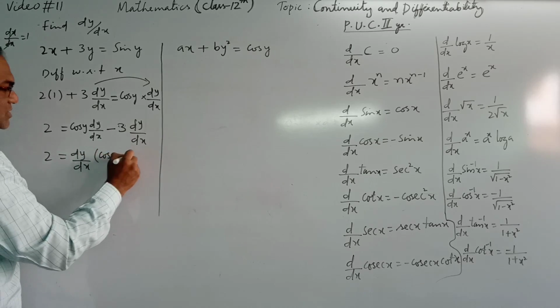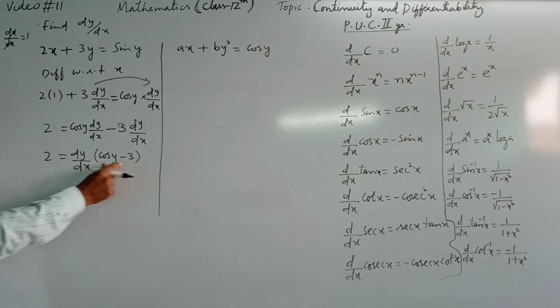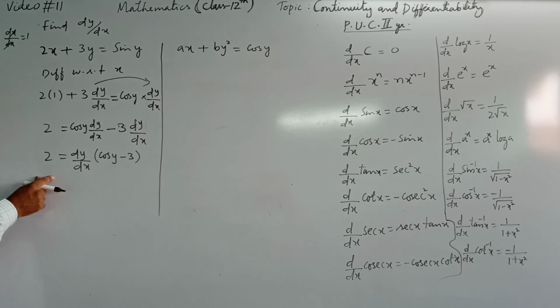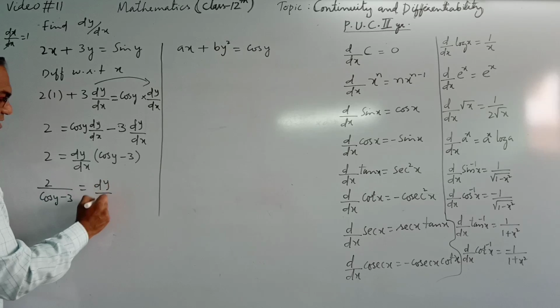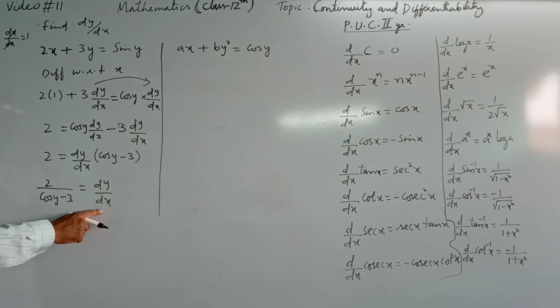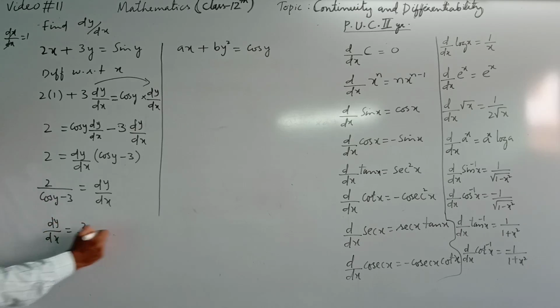Cos y minus 3. Now take this cos y minus 3 to the left hand side. It's in multiplication, so it will go and divide. So 2 divided by cos y minus 3 will be equal to dy by dx. We got it. We got dy by dx. You have to find dy by dx, right? We got it. What is dy by dx? Dy by dx is 2 divided by cos y minus 3. This is our answer. This is how we solve.